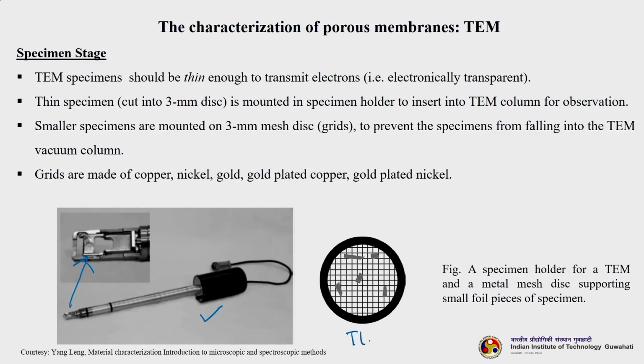So, there is something called a TEM grid. So, we call it actually a TEM grid. Okay. Smaller specimens are mounted on a 3 mm disc, it is called a grid, okay, usually made up of copper. So, to prevent specimens from falling into the TEM vacuum column, because it is under vacuum, the specimen should not fall. So, you have to be very careful.